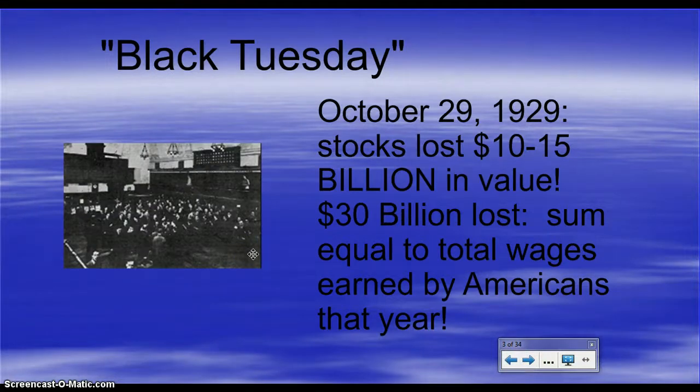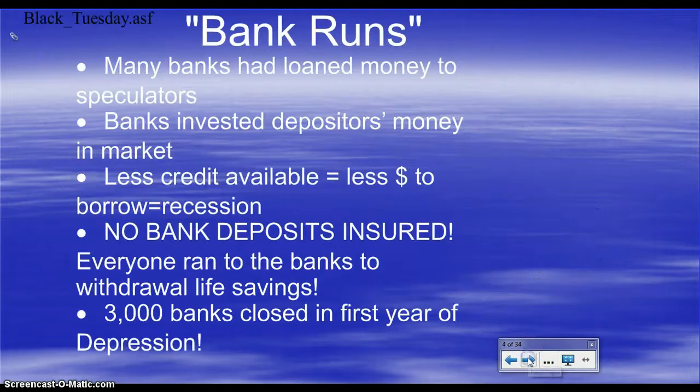So Black Tuesday is the day, October 29th, 1929, when you can see stocks lost $10 to $15 billion in value on that one day. So this was pretty serious. This was pretty dramatic. There were stockbrokers that were literally throwing themselves out of buildings on Wall Street because they knew that they not only lost their money, but they lost all the life savings of all of their investors, and they just couldn't deal with making those calls. So this is why it got the name Black Tuesday, and it's definitely the spark that set off the Depression.